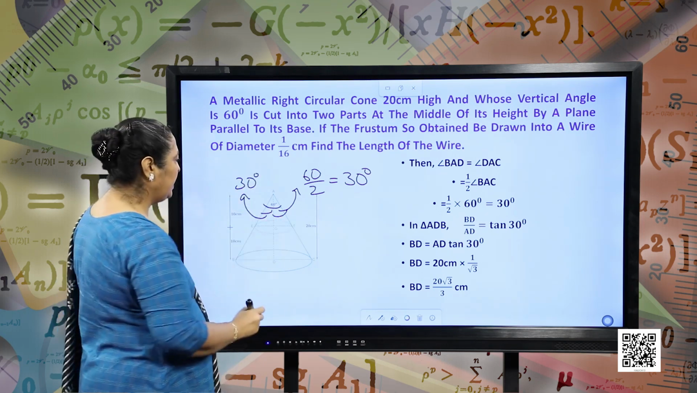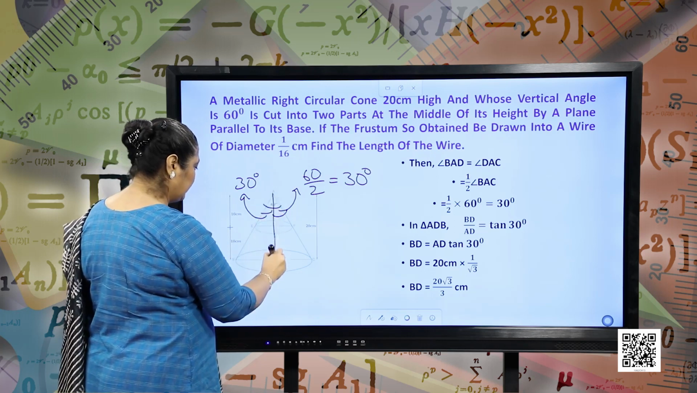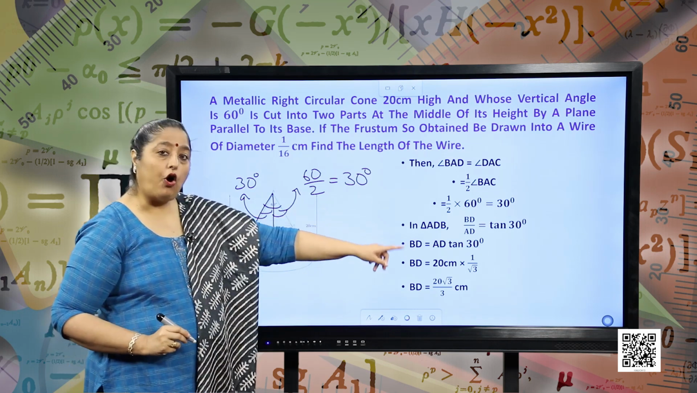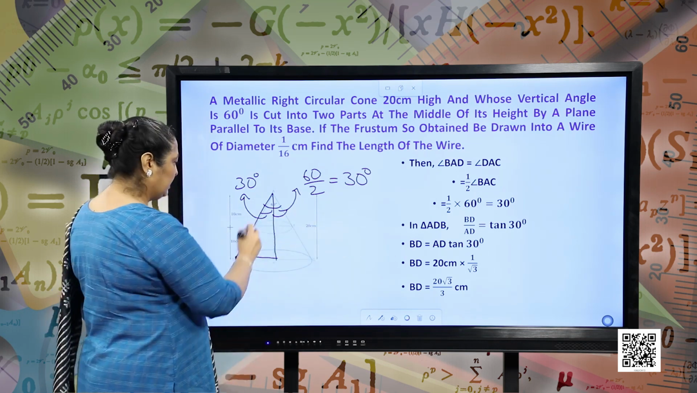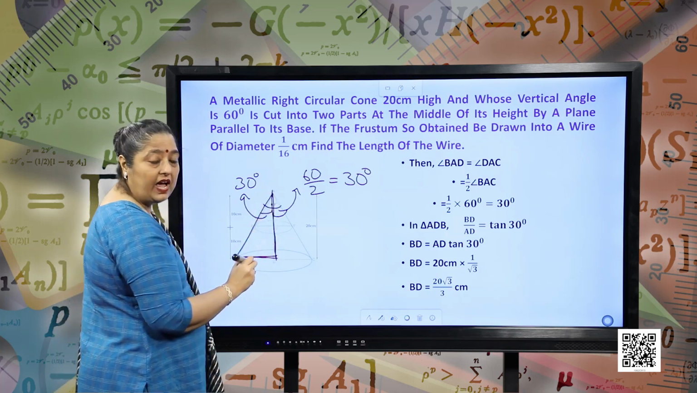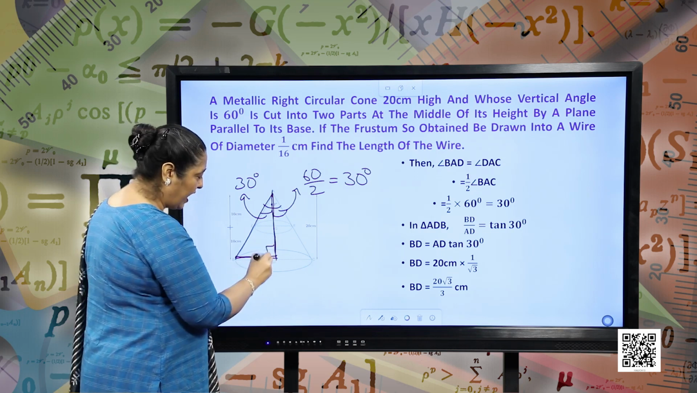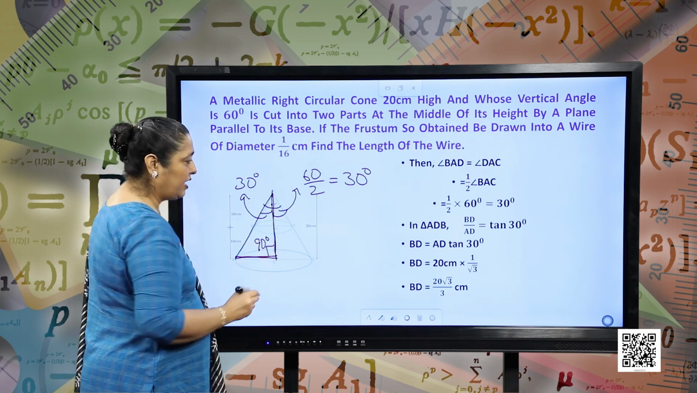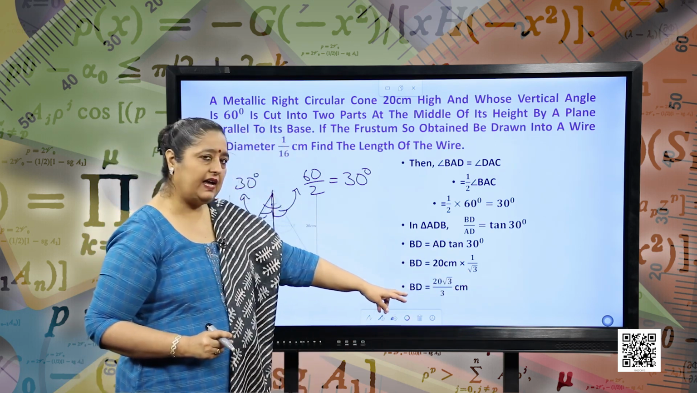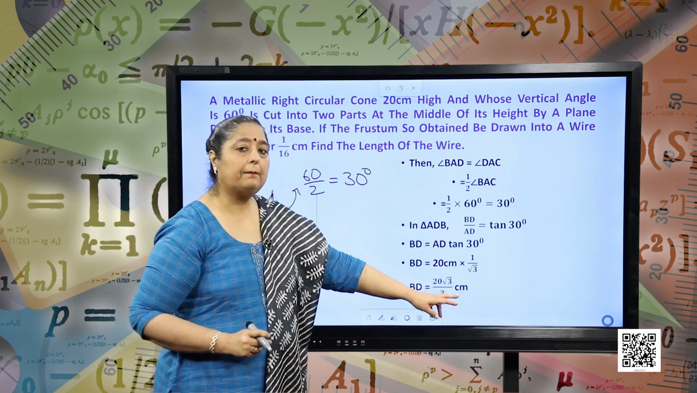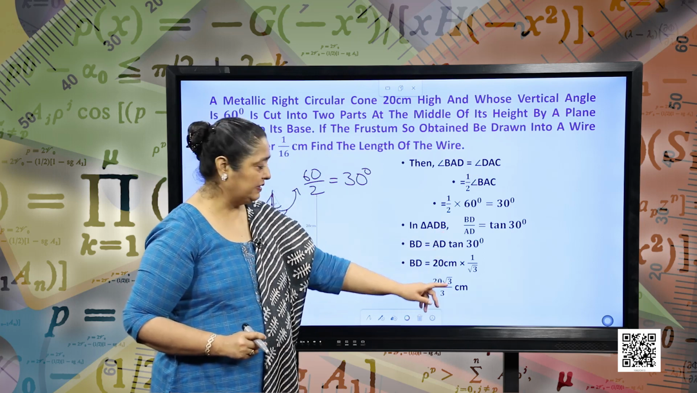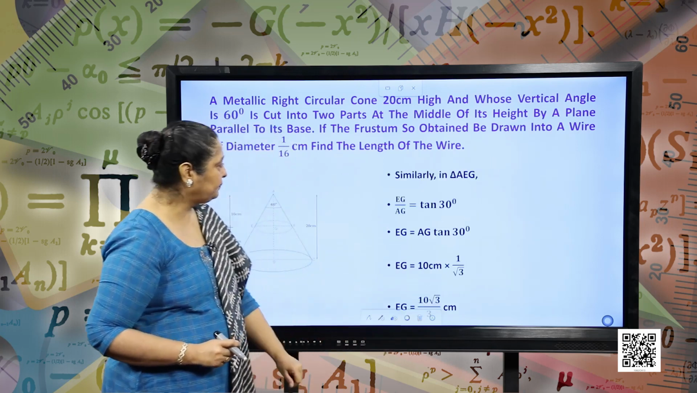In triangle ADB, we know this is triangle ADB. I will just mark it again, ADB. Here BD upon AD is equal to tan theta. Why are we using tan theta? Because it is a right angled triangle and we know the value of tan theta is 1 by 3. So, we will get the value of BD as 20 root 3 by 3. Why 20 root 3? Because AD has the value of 20. So, let us move forward.